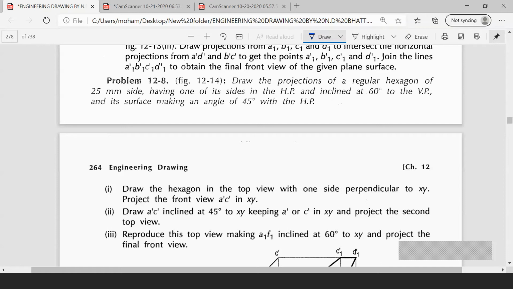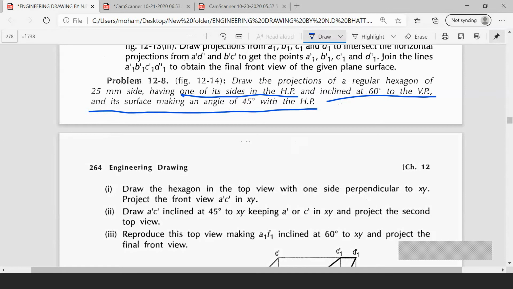He has given clearly that it is resting on its side in the HP and inclined at 60 degrees to VP. The side which is resting is inclined at 60 degrees to VP and its surface is making an angle of 45 degrees to HP.